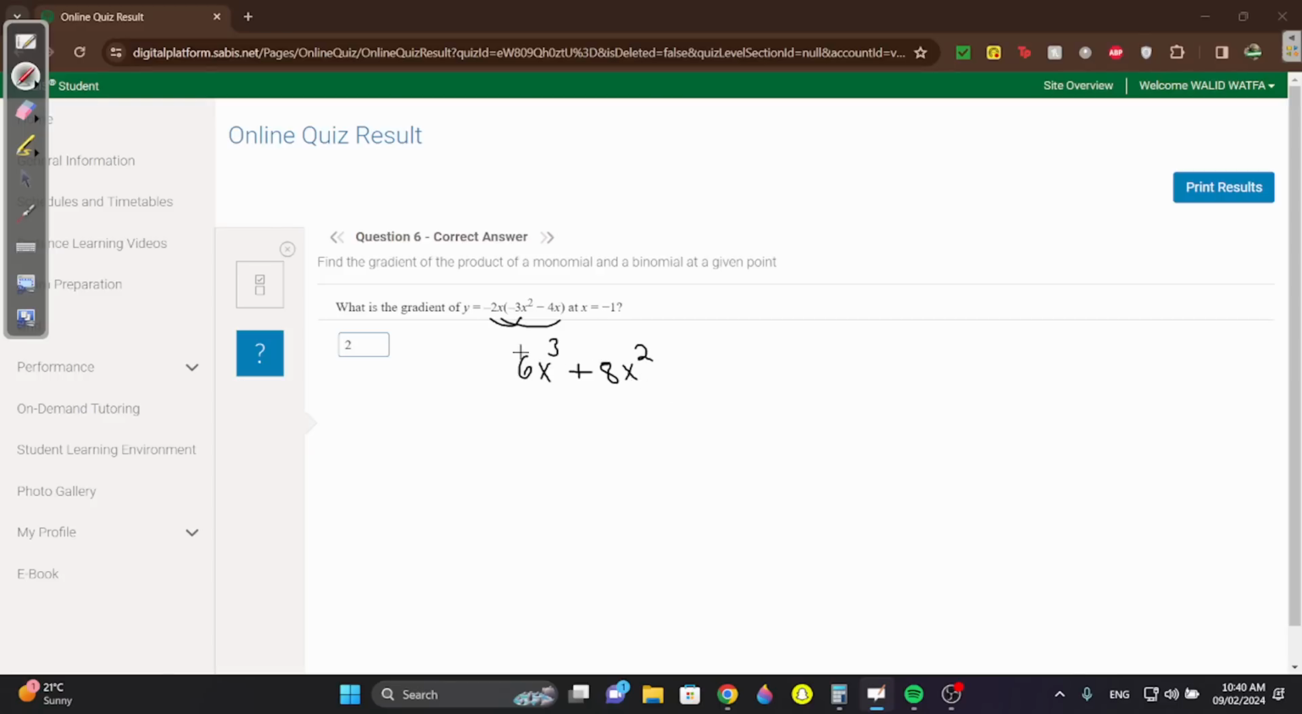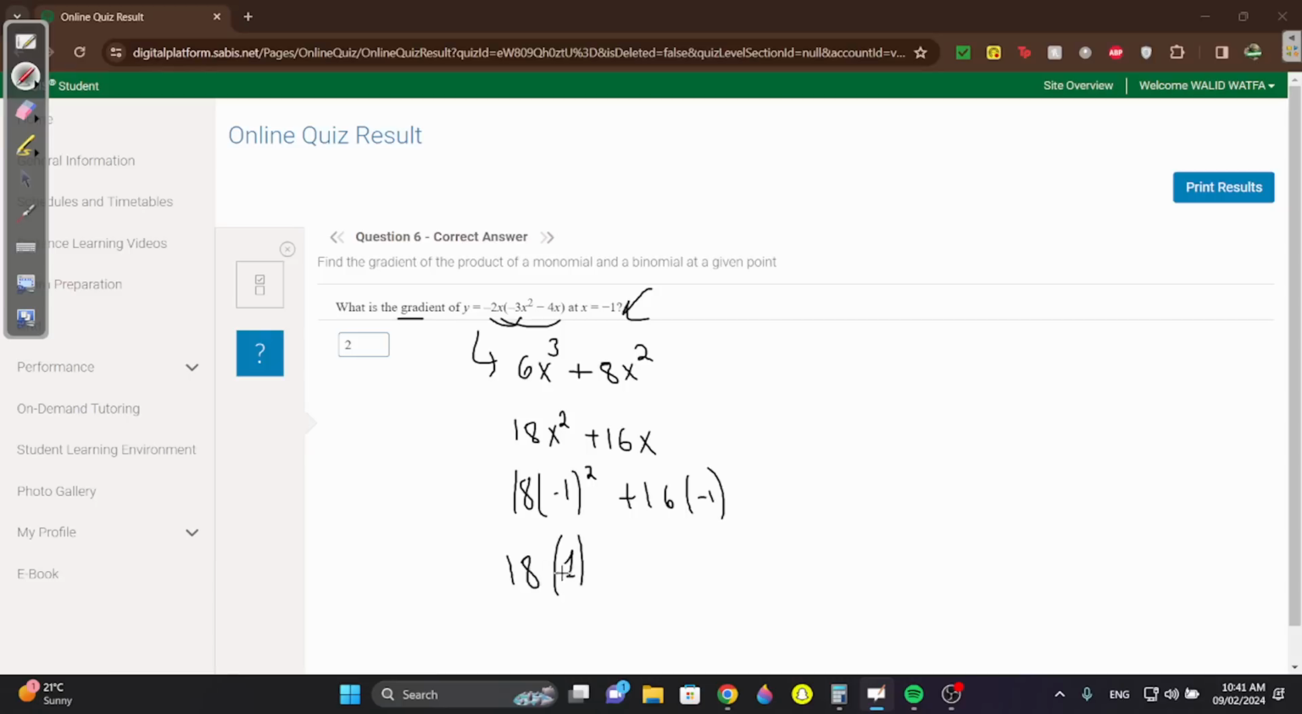Now after you expand, we derive. How do you derive this? 3 times 6 is 18. Reduce your exponent by 1, becomes squared. 2 times 8 is 16. Reduce exponent by 1, becomes x. Now, how do we find the gradient or slope? You plug in your negative 1. So 18 times minus 1 squared plus 16 times minus 1. Be careful here. Minus 1 squared is 1. It's positive 1.